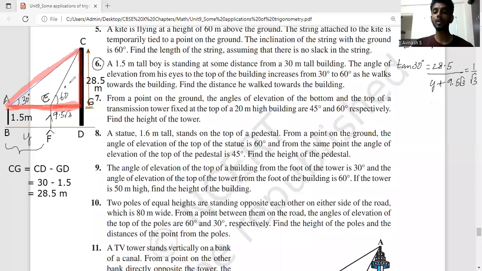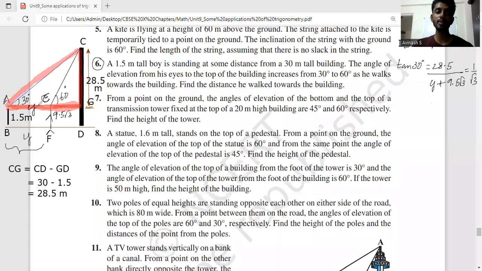I repeat, if you look at the red color triangle in the diagram, it's very clear that the opposite side to 30 degrees is 28.5, and the adjacent side means the full of this, which is actually Y plus 9.5 root 3. This 9.5 root 3 is what we found in the previous step.